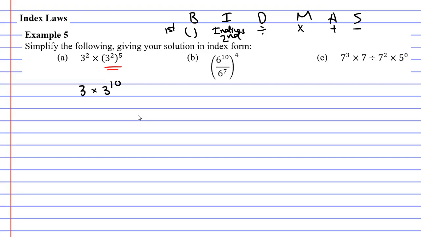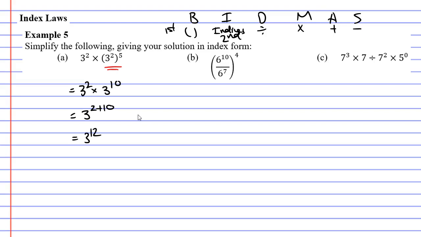The first term was 3 to the power of 2. So we've got 3 to the power of 2 times 3 to the power of 10. And we know when we get to this point, all we need to do now is add the powers. Whenever you multiply terms together with the same base, you add the powers. This gives us 3 to the power of 12.